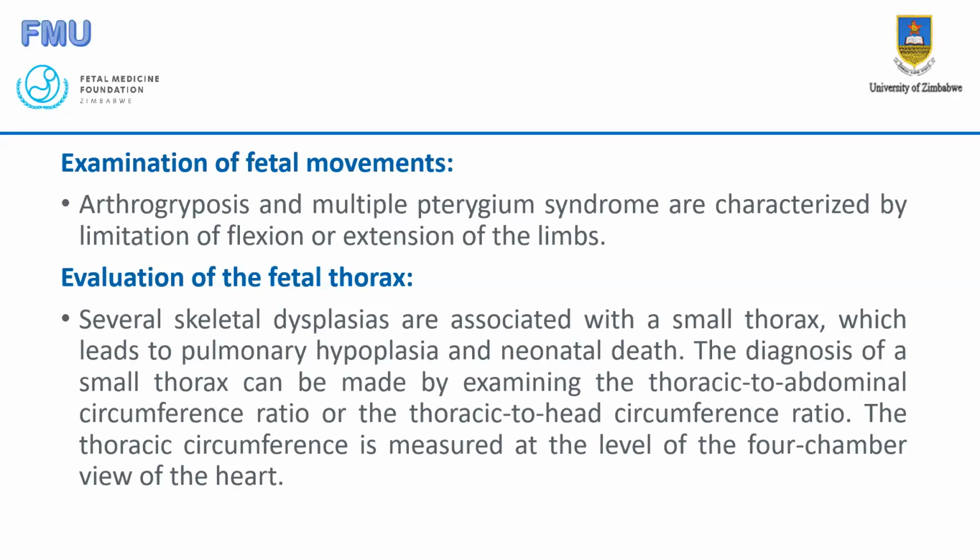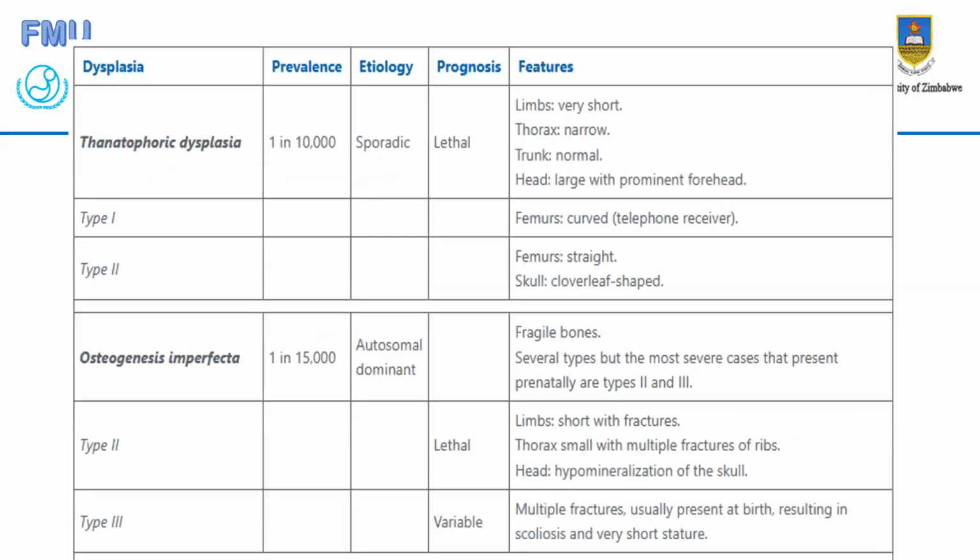The diagnosis of a small thorax is normally made by calculating what we call the thoracic to abdominal circumference ratio, or the thoracic to head circumference ratio. We will cover this when you look at the condition separately, including the cutoff to say when would you worry about the thoracic circumference, thoracic to abdominal circumference ratio, or thoracic to head circumference ratio. This will be covered. The thoracic circumference is measured at the level of the four-chamber view of the heart. So remember this. I think those who work with us in the fetal defects have seen us doing this. It's not complicated.